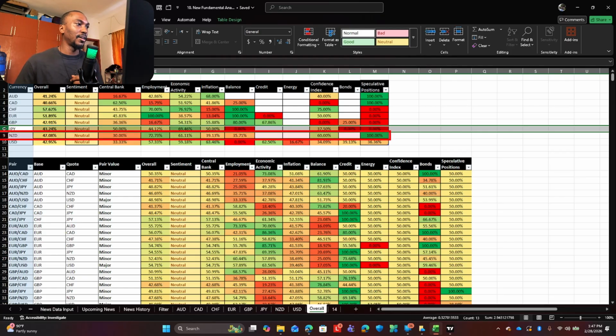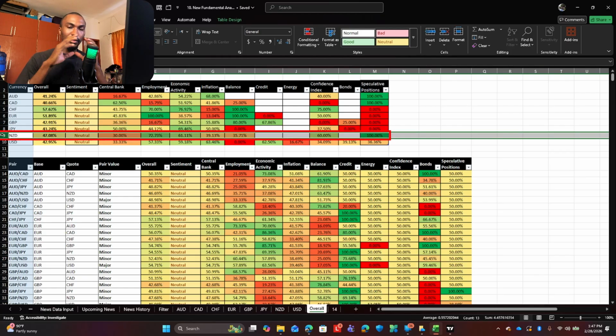We have the New Zealand dollar. Here we have 47% in general, right? The central bank, they're taking small jabs to the stomach. Not really strong, but small jabs. Then employment data, well, they are really good. Really good, man. Like 72%.